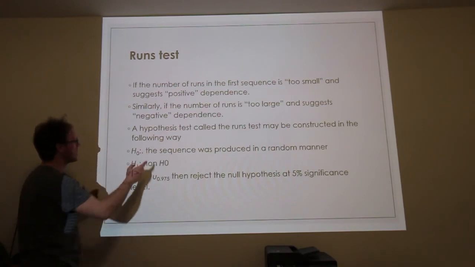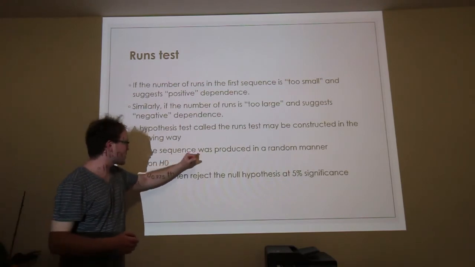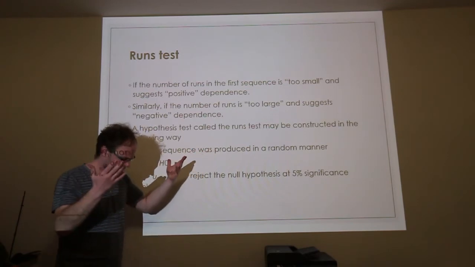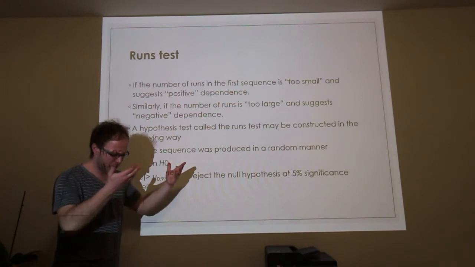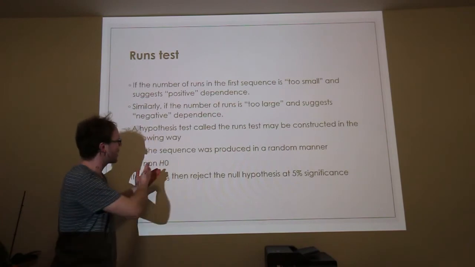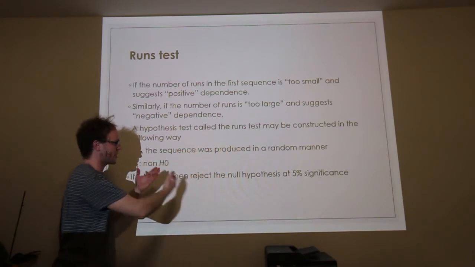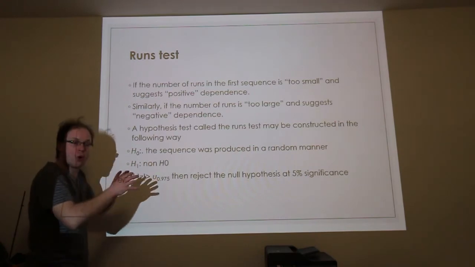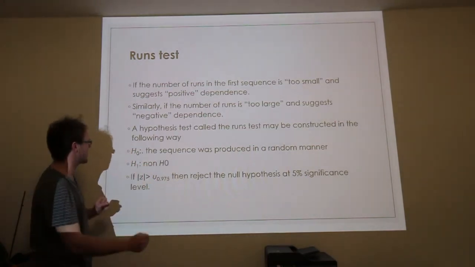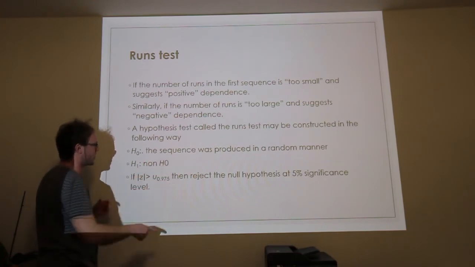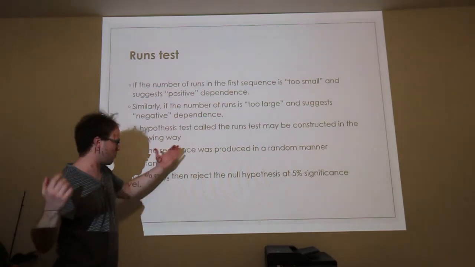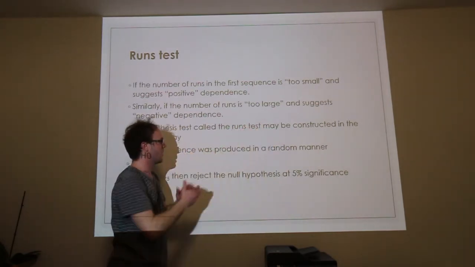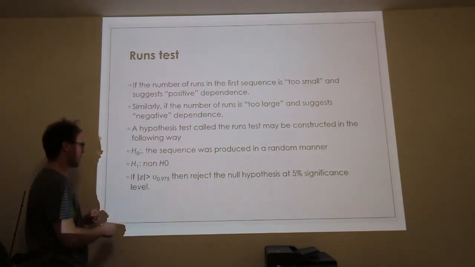H0, H1. H0: the sequence was produced in a random manner. What it means in a different sentence: there is no dependence. The series is independent, or there is no correlation. And the alternative hypothesis, non-H0: the sequence was not produced in a random manner. It's not randomly distributed, so there is a dependence.